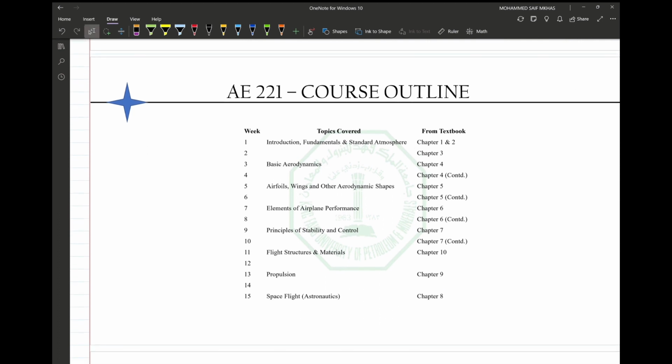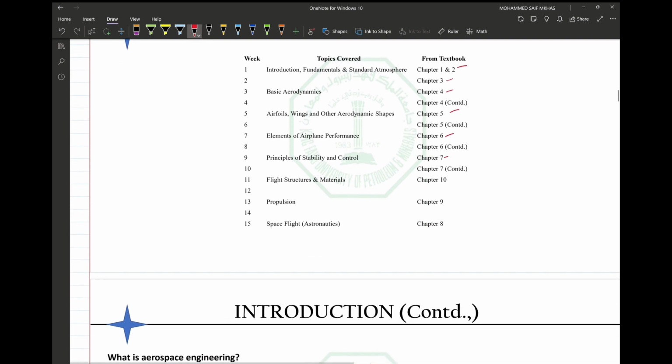So here is the plan that you are going to take alongside this course. We have chapters 1 and 2, the introductory chapters, and then 3. Then we will start with aerodynamics, and then wings and airfoils, elements of airplane and performance, control and stability, flight structure and materials, and then propulsion, last but not least, space flight. And also you might take structures. You can refer to the mechanics of materials book.